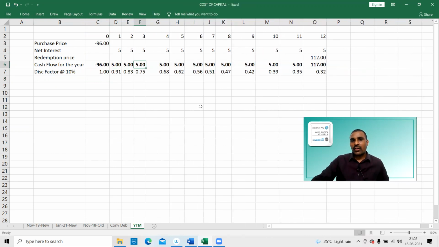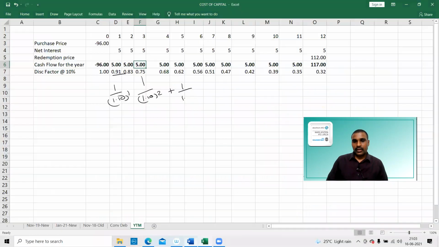Next, you may ask, sir, how did I get this discount factor? Very simple. You can do 1 divided by 1.10 whole to the power of 1. Similarly, 1 divided by 1.10 whole square. Similarly, 1 divided by 1.10 whole cube, like that. You do that every year and you will get the discount factor: 1 divided by 1.10 to the power of year. That is the discount factor.